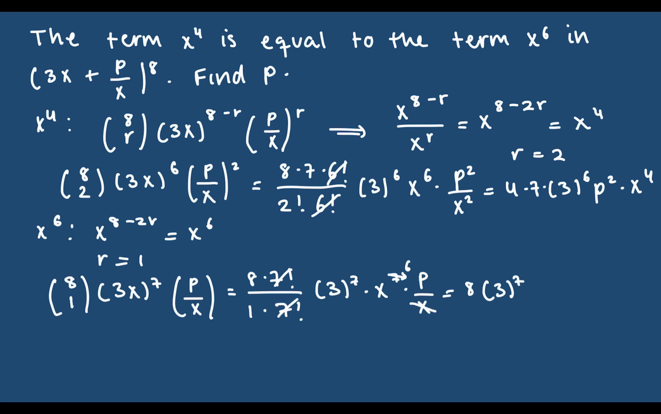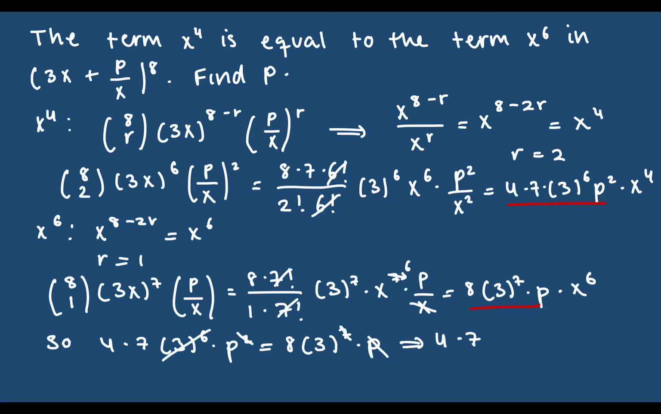So after some simplification, this is 4 times 7 times 3 to the power of 6 times p squared equals 8 times 3 to the power of 7 times p. And we can simplify so much here because now we have an equation, right? So we can cross out a p from either side. We can cross out 3 to the power of 6 from both sides as well. And once we've got that, it really is a piece of cake because it's 4 times 7 times p equals 8 times 3. So 28p equals 24. So p equals 24 over 28. And if you simplify that with a calculator, you can get an actual number.